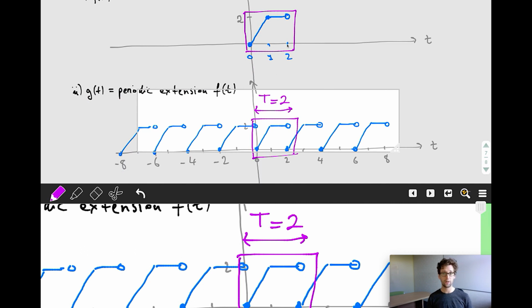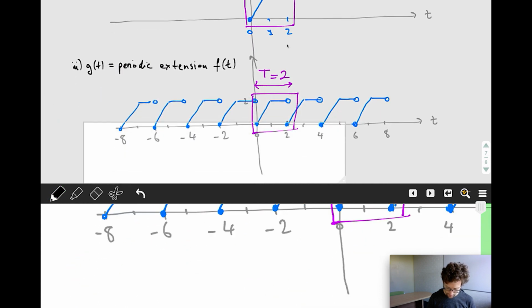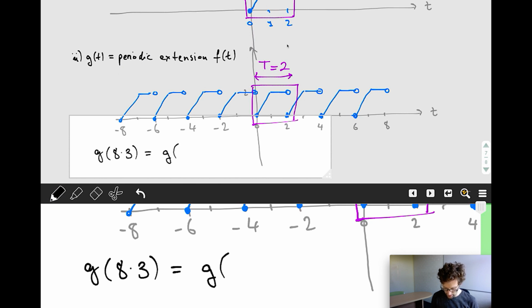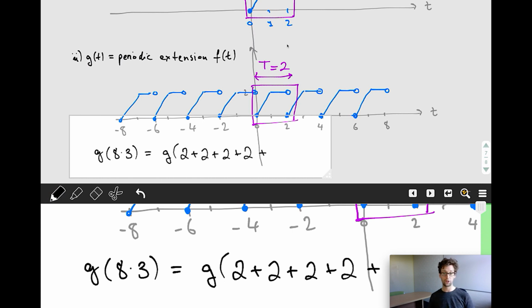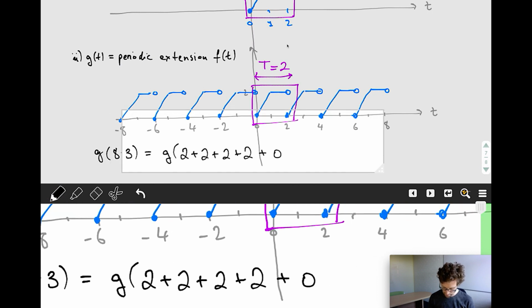Now I can use this idea of a periodic extension to calculate what is the value of my function, g, the periodic extension, at the value 8.3. And again, what I'm going to do here is write this as a shift of 2 plus a shift of 2 plus a shift of 2 plus a shift of 2. Each of those shifts by 2, by 1 period, gives me back my original function. And I have a remainder of 0.3.